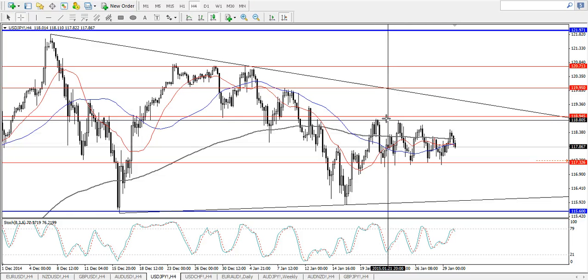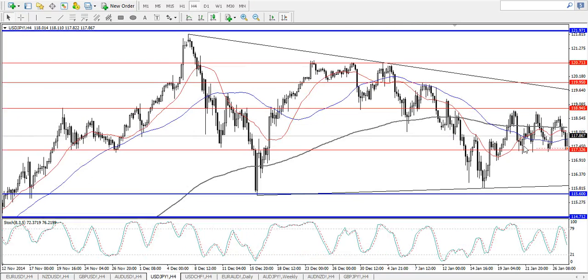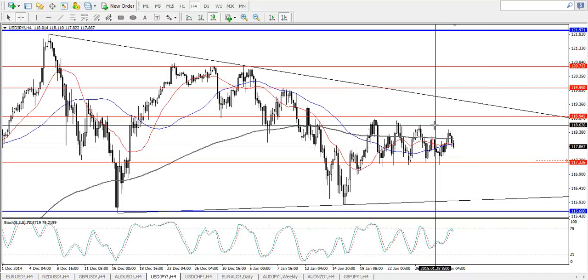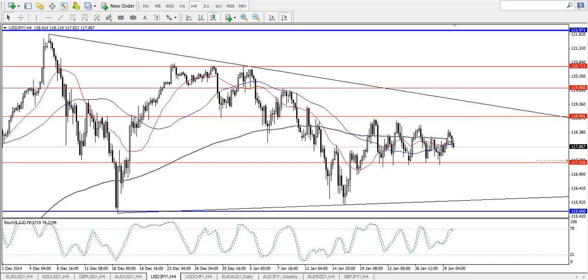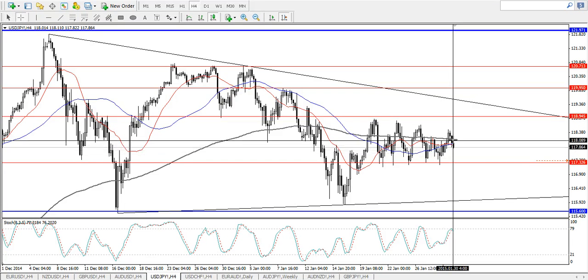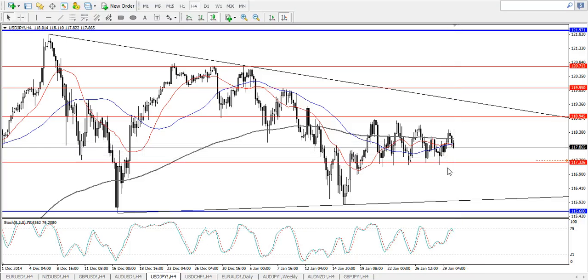We are seeing the price has been moving sideways in a very small range. Not really small, it's about 100-over pips, 130 pips of range. And right now we are seeing the price is coming down again. So we will just wait for price to get supported again at 117.32, and to go for a long opportunity.